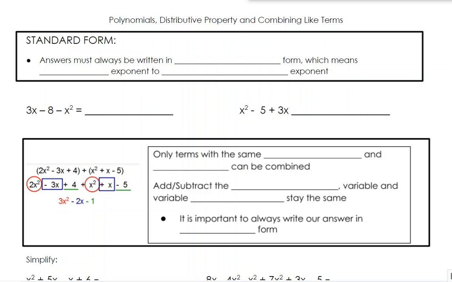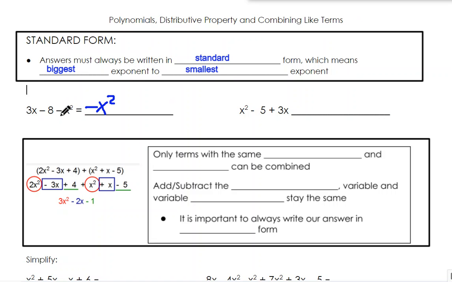Standard form. Our answers must always be written in standard form, which means we put the biggest exponent first and we go to the smallest exponent. So let me give you an example. If I'm looking at this one, this 3x minus 8 minus x squared, my biggest exponent is x squared, and there's a minus sign in front. Remember that sign in front stays with it. So if I was going to rewrite this in standard form, I would write negative x squared.